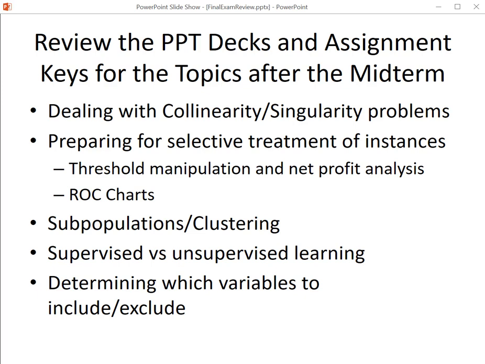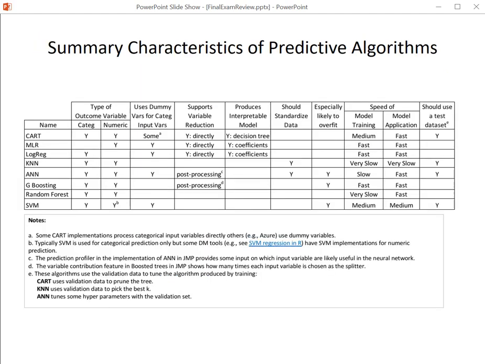The other thing we did is we did some processes to be able to figure out which variables were contributing to coming up with good predictions versus bad predictions. This is a good summary chart that talks about the algorithms that we've worked with and we've been able to practice with throughout the semester.